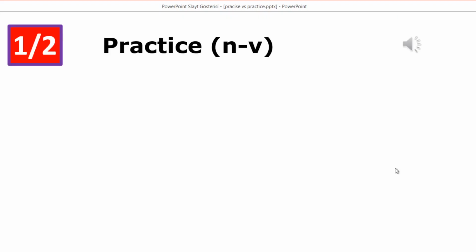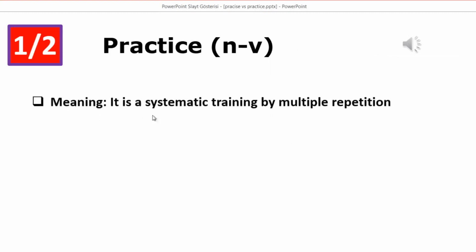Then let's start. Practice with C. Let's hear how the word is pronounced. I have taken the pronunciation from forvo.com. Practice, practice, practice. The meaning: it's a systematic training by multiple repetition. Repeat, repeat, and repeat again. It's like an exercise to be better at something.